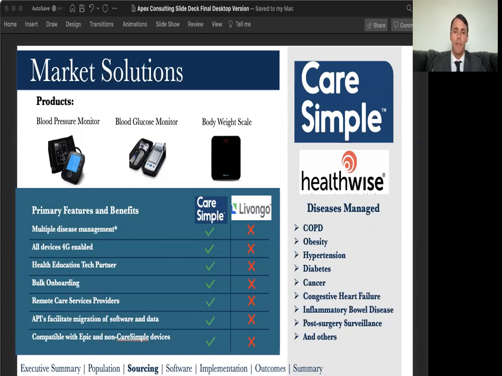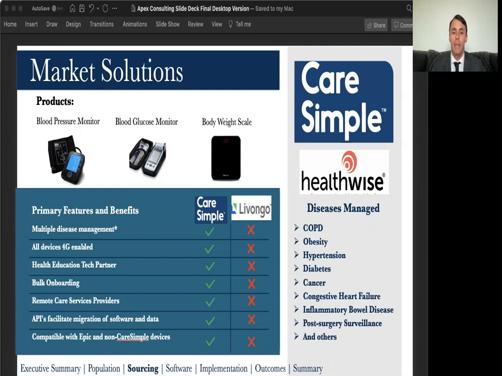So in addition to offering blood pressure monitors, blood glucose monitors, as well as body weight scales, which are all 4G enabled, CareSimple is also capable of servicing patients suffering from a wide variety of chronic diseases, such as COPD and congestive heart failure. Additionally, CareSimple is partnered with HealthWise, a health education tech firm specializing in helping patients understand their medical products as well as their ailments.